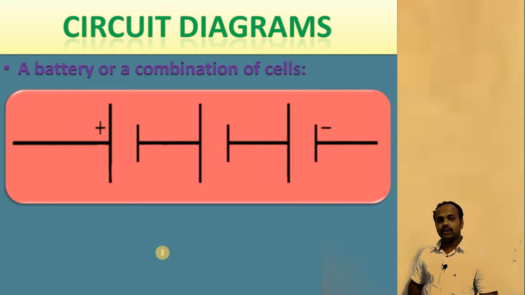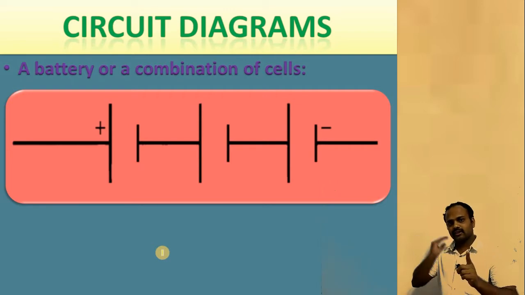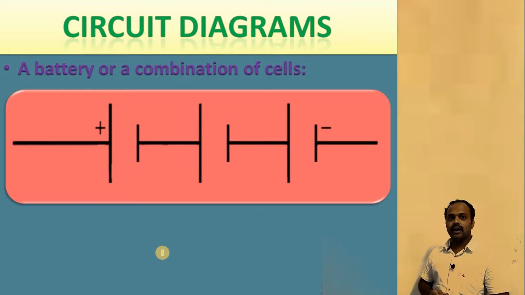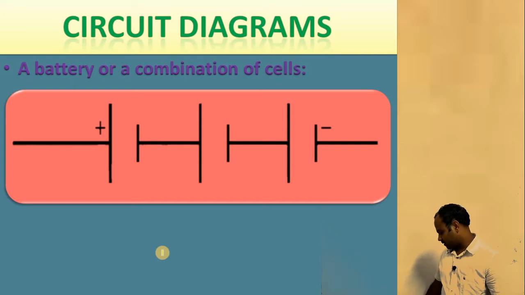Next is a battery, or a combination of cells. Two or more cells combine to make a battery. The negative end of one cell is connected to the positive end of another cell. This makes the combination of cells. The battery also has the same function as a cell. It also provides a potential difference to the circuit.